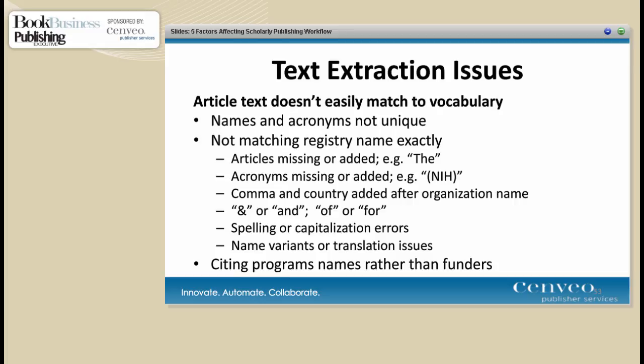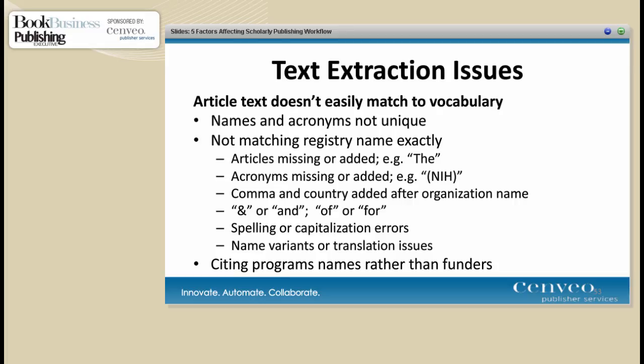And some registry entries do include names and comma and then the country, and sometimes authors add that, and so then it doesn't match exactly. And lots of spelling errors and capitalization problems. The amusing article I saw said Environment Protection Agency, not Environmental Protection Agency. And lots of name variants don't match the registry, and some of that is very possibly due to translation errors.